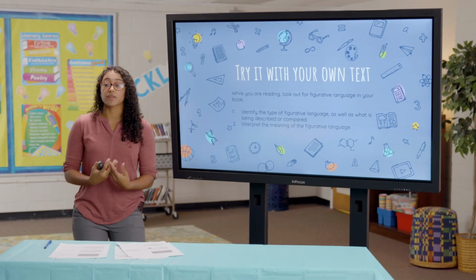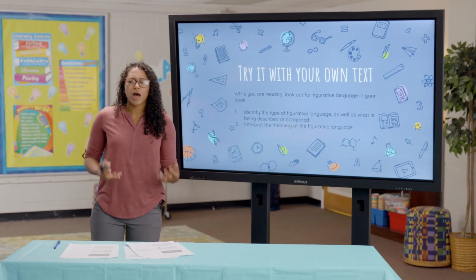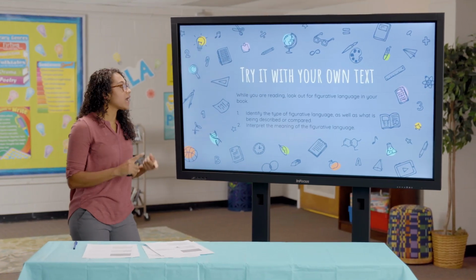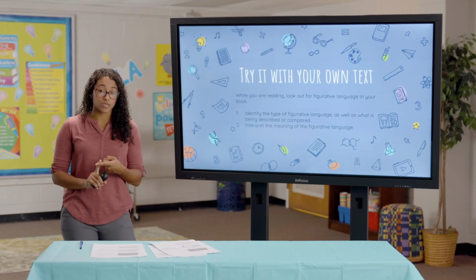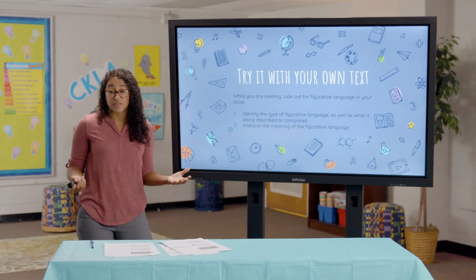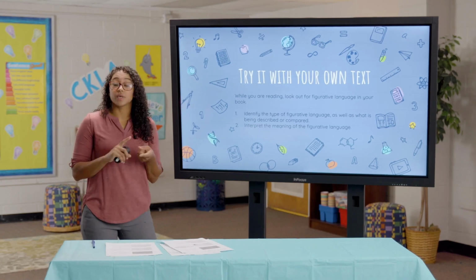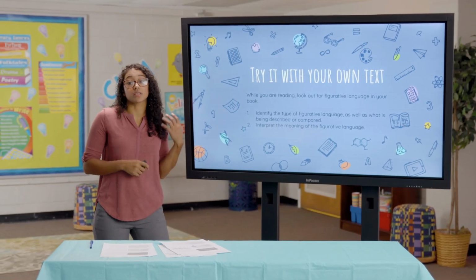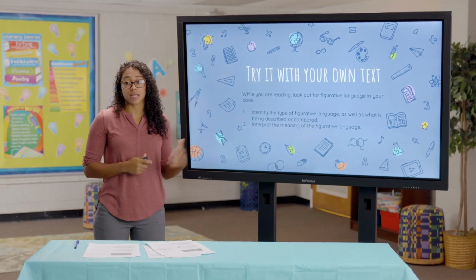So now I want you to try this with a text of your own. While you're reading, find one or two pieces of figurative language. Identify the type of figurative language. Is it a simile, a metaphor, an idiom, personification? Explain what is being compared or described, then see if you can interpret the meaning using the same steps that we used in this lesson today.